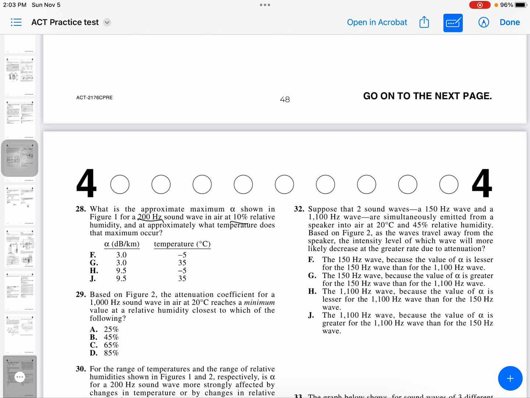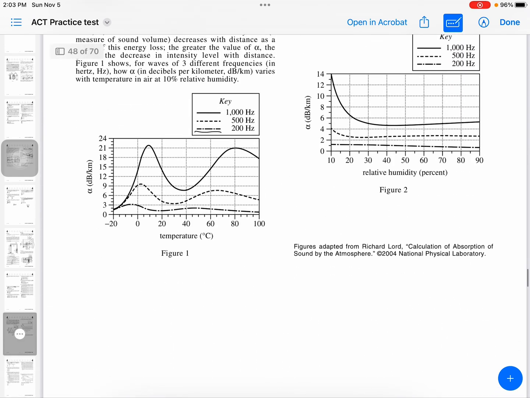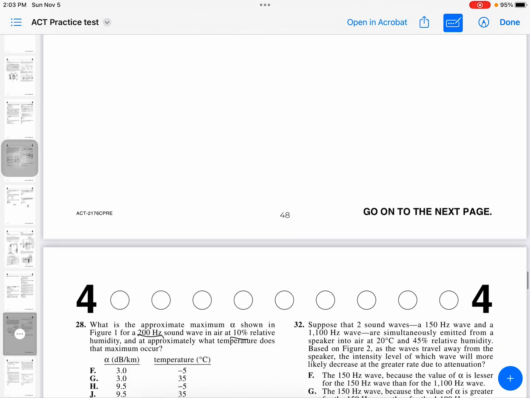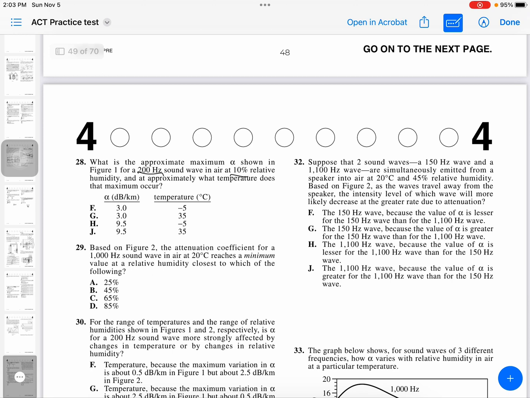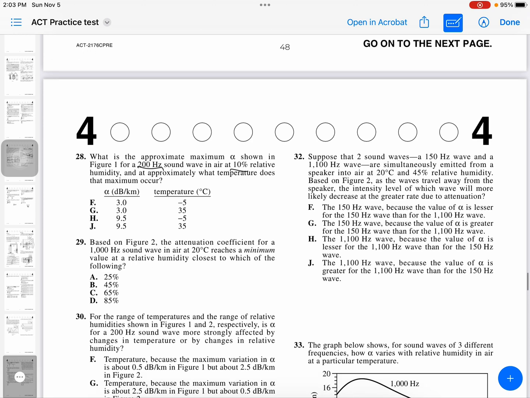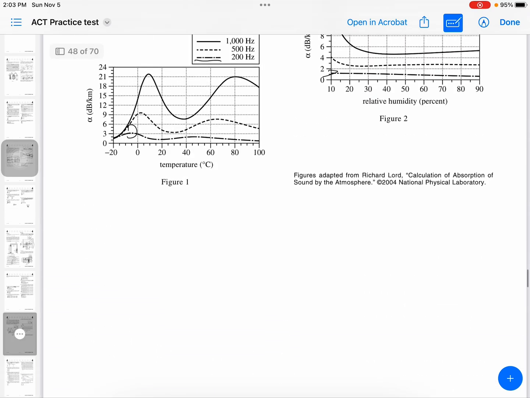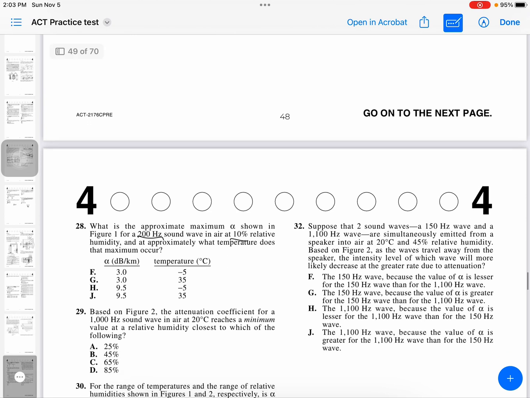What is the approximate maximum alpha for 200 hertz? Well, for 200 hertz, the approximate maximum is right there. And that's at 3 alpha, and relative humidity 10%. At approximately what temperature does this maximum occur? It's like negative 5, 10, 15, 20, negative 5-ish.